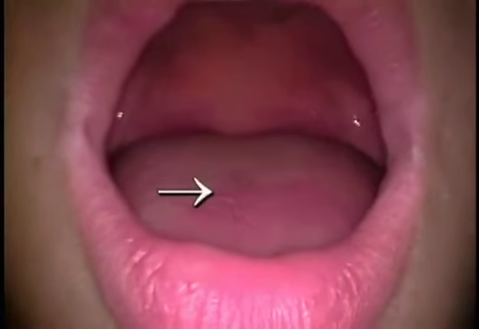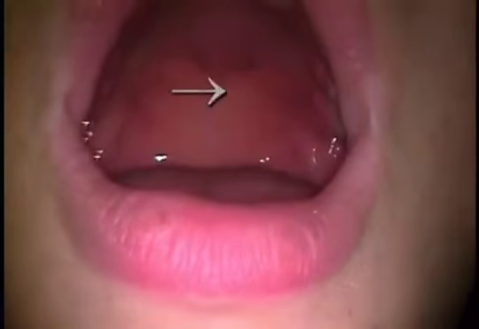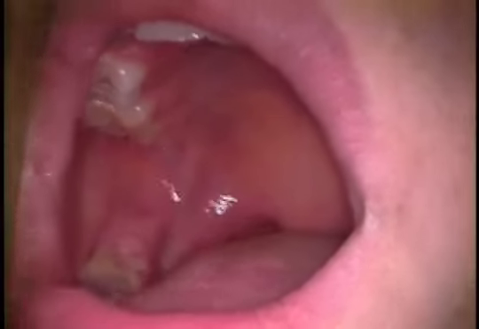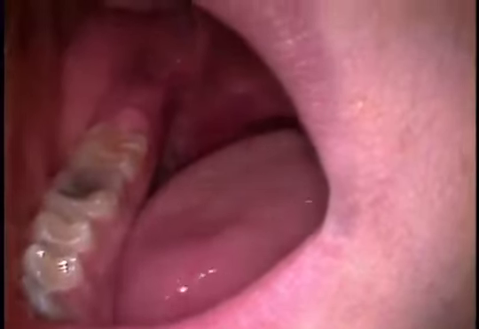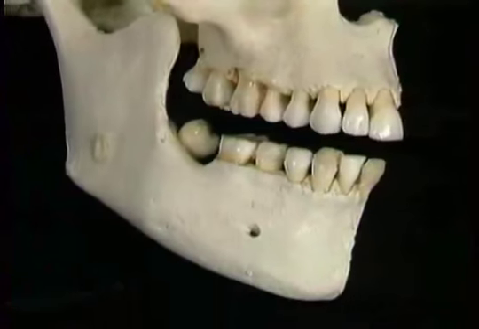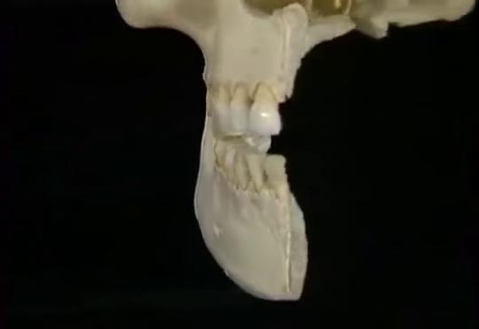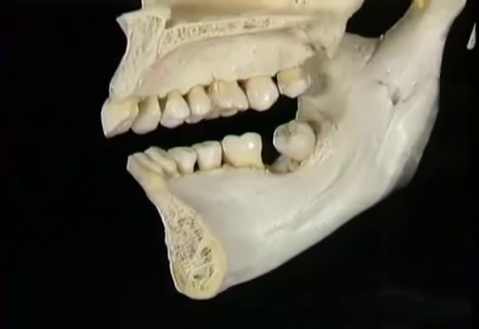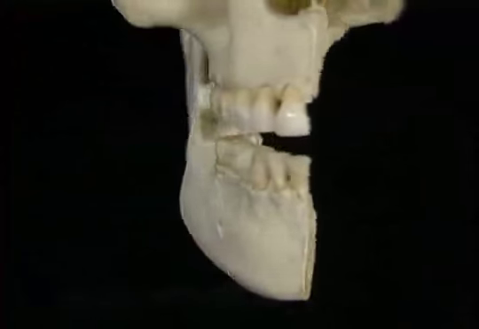To understand the shape of the oral cavity and its extent, we'll look at it in a living model. Here's the tongue. Here's the palate. Here's the inner aspect of the alveolar process of the maxilla and of the mandible. The alveolar processes of the maxilla and mandible, together with the upper and lower teeth, project into the oral cavity from above and below.